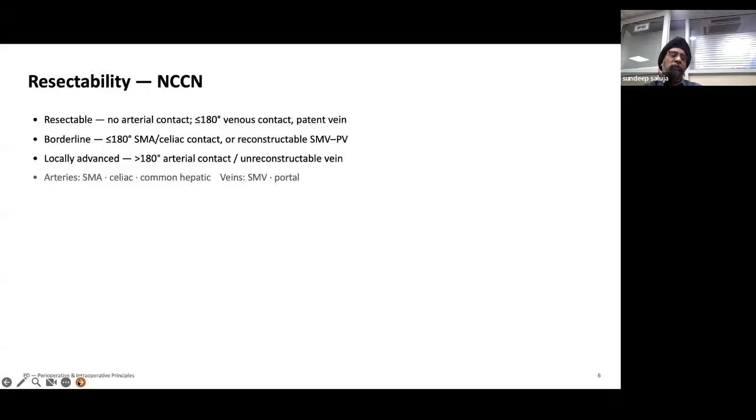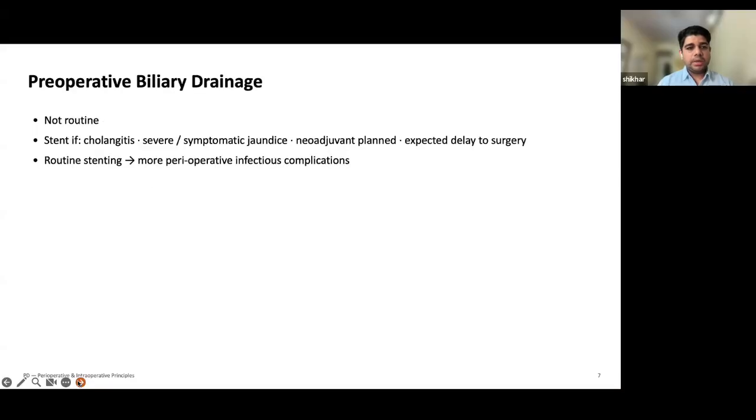We'll decide the resectability based on the NCCN guidelines, in which we divide into resectable, borderline, and locally advanced. Preoperative biliary drainage is not a routine procedure in a patient planned for Whipple's. But there can be certain indications, like a patient who is in cholangitis.